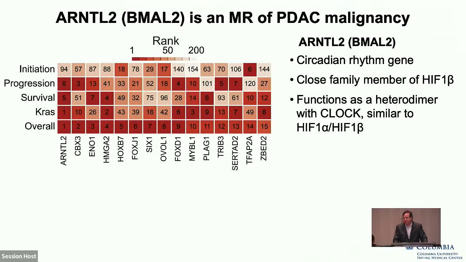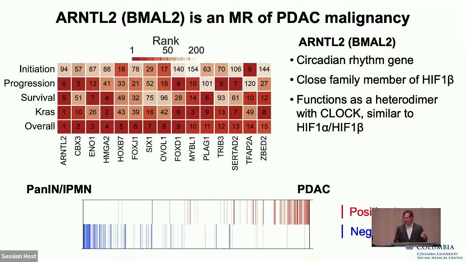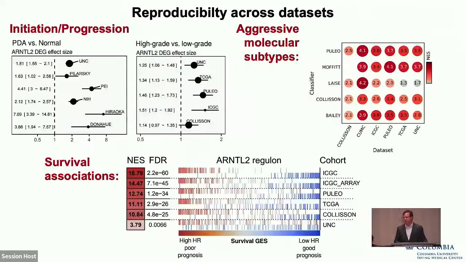So this is a protein that's a very close biochemical homologue of HIF1 beta. HIF1 alpha and HIF1 beta form a heterodimer and they drive hypoxia classically. And similarly, ARNTL2 or BMAL2 forms a dimer with CLOCK, one of the drivers of the circadian rhythm pathway. And when we look at the positive targets of BMAL2, they are most highly enriched in pancreatic ductal adenocarcinoma. And when we look at the negative targets, they're most highly enriched in precursor lesions, as expected. That was part of the screen that we put in.